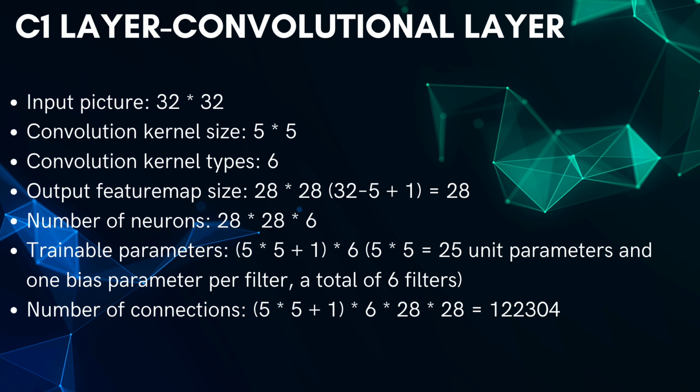To recap, the C1 layer applies 6 convolution kernels to a 32 times 32 input image, producing 6 feature maps of size 28 times 28. With 122,304 connections, but only 156 trainable parameters, this layer is highly efficient and essential for extracting low-level features from the input. That's a quick look at how the C1 layer in LeNet 5 works.